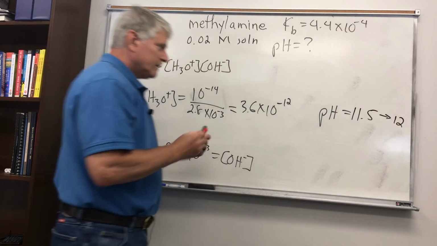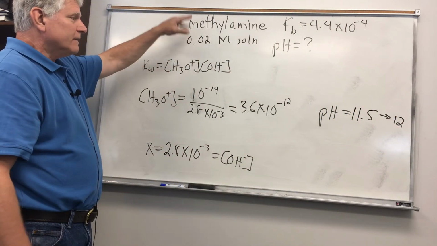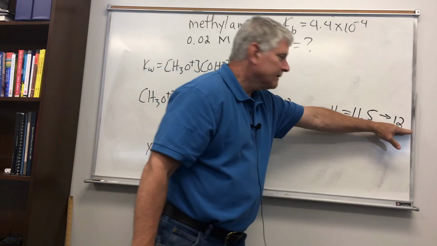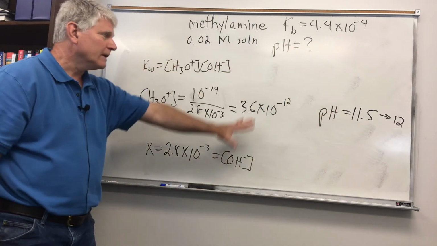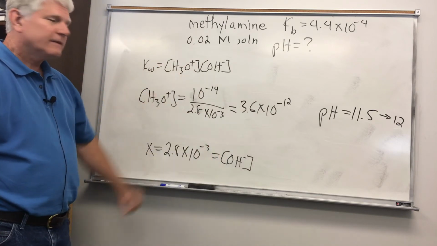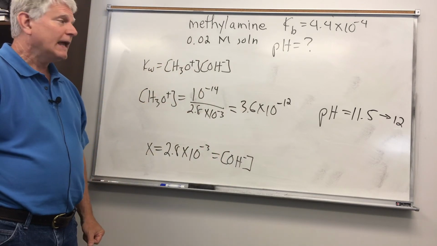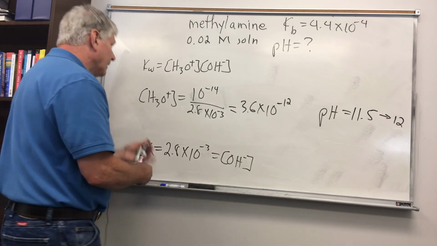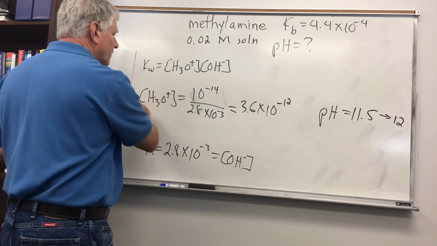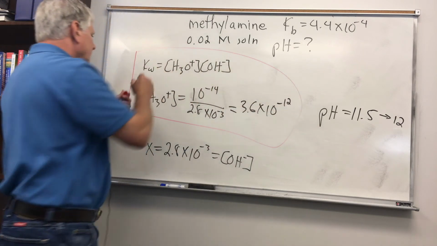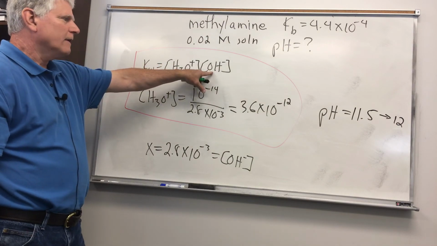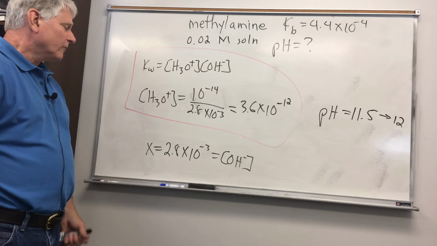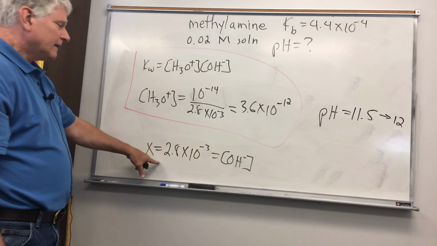So we have a weak base in solution. You can see the pH is above 7. It's a basic solution. So we handle the equilibrium the exact same way as we do with a weak acid. The only additional step is determining the H3O plus concentration from the OH minus concentration, which we solved for in the base equilibrium.